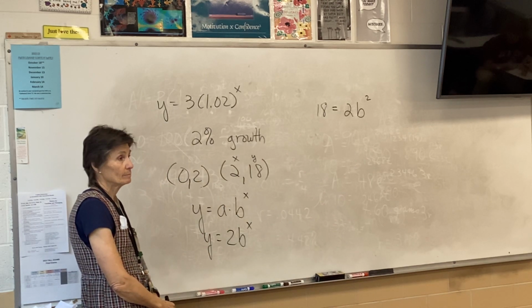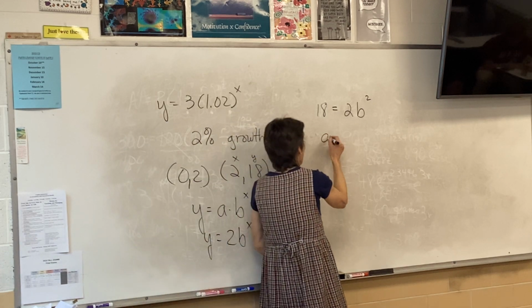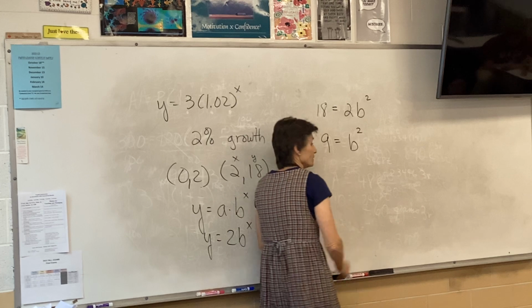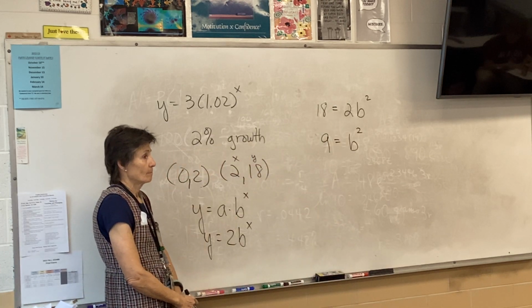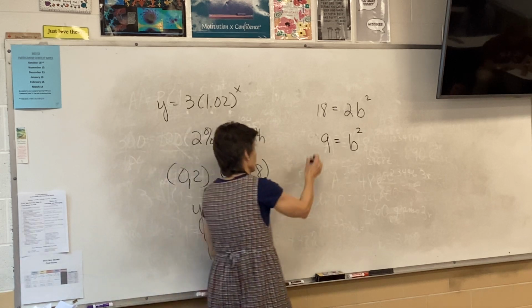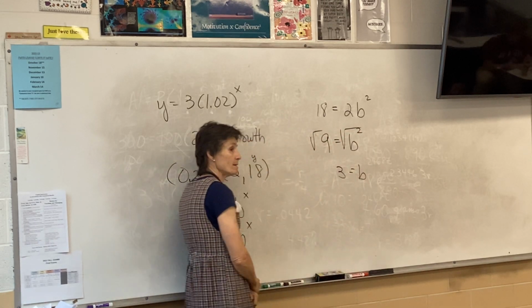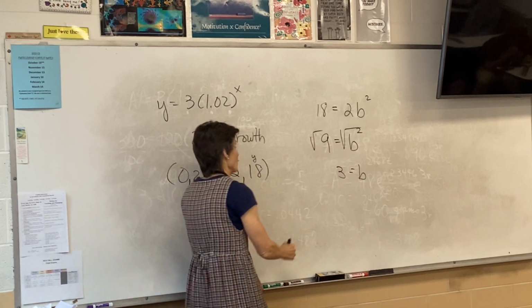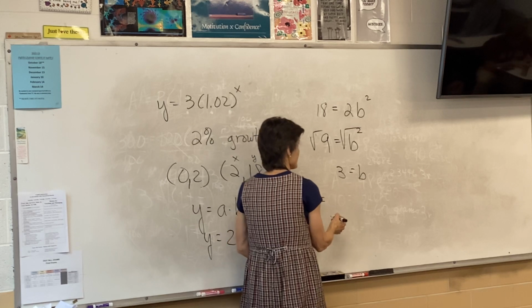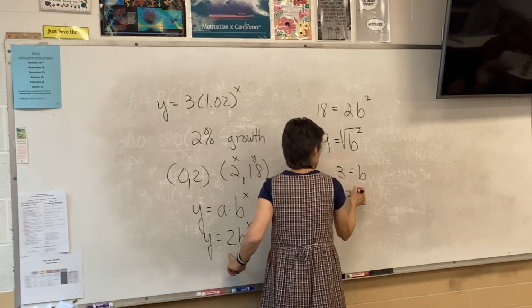Now what? Divide by 2. So 9 equals b squared. Square root. So b equals 3. And the equation: y equals 2 times 3 to the x.